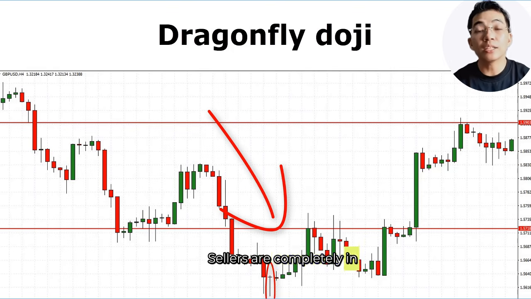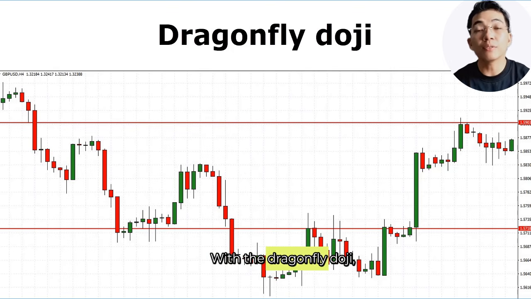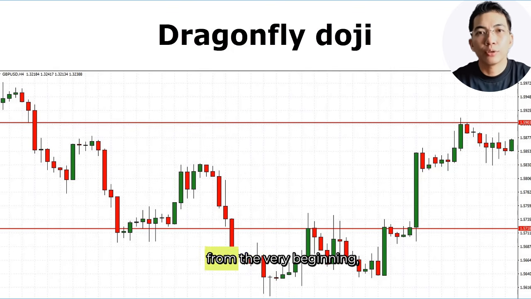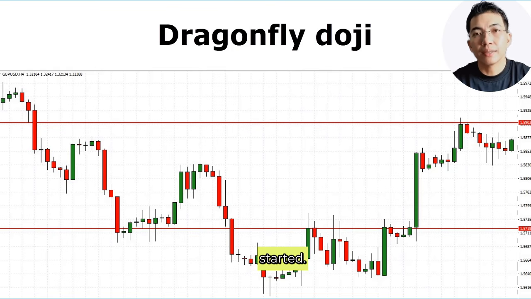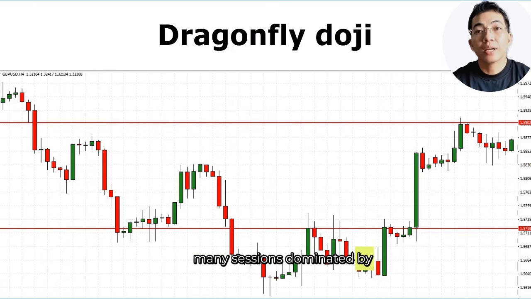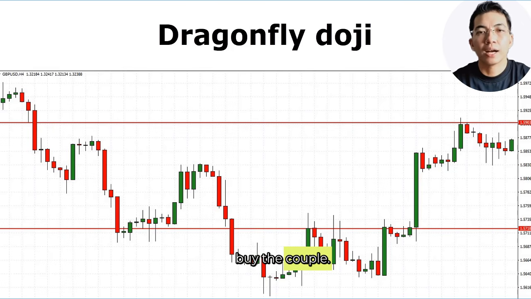Sellers are completely in control. With the dragonfly doji, the market sold off from the very beginning, then recovered the losses to end the session right back where it started. So by the end of the session, the buyers took over and pushed the price up. This means that after many sessions dominated by the sellers, the price has become attractive enough to convince the buyers to take action and buy the pair.